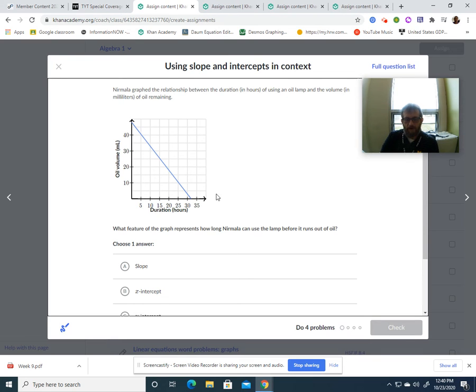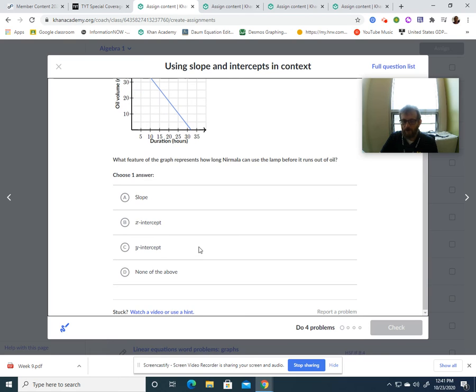What feature on the graph? Okay, Namarla graphed the relationship between the duration in hours of using an oil lamp and the volume in milliliters of the oil remaining. What feature of the graph represents how long Namarla can use the lamp before it runs out of oil? Well, how long is time? That's this way. When it runs out of oil, that means this is 0. So when my y is 0, I have an x value. When y is 0 and you have an x value, you are at the x-intercept.